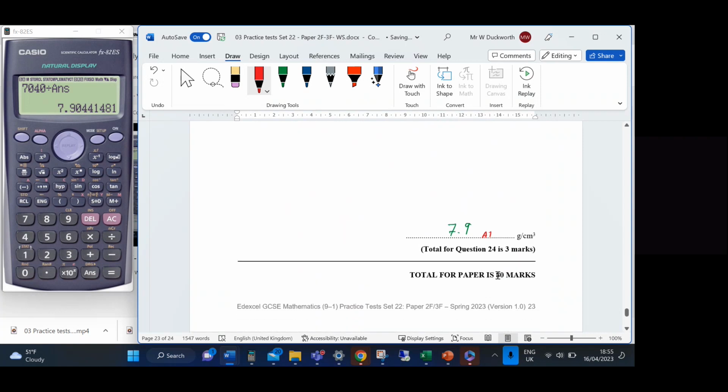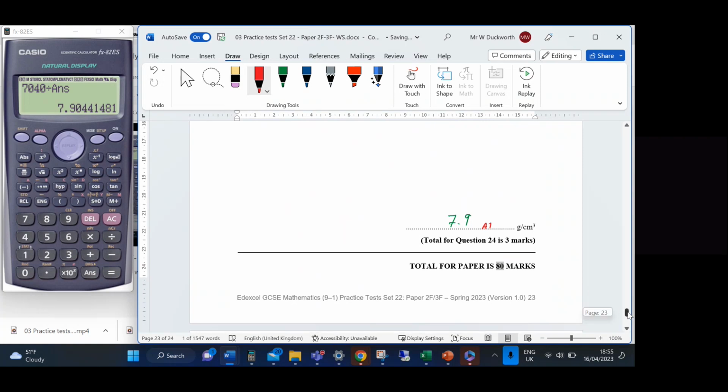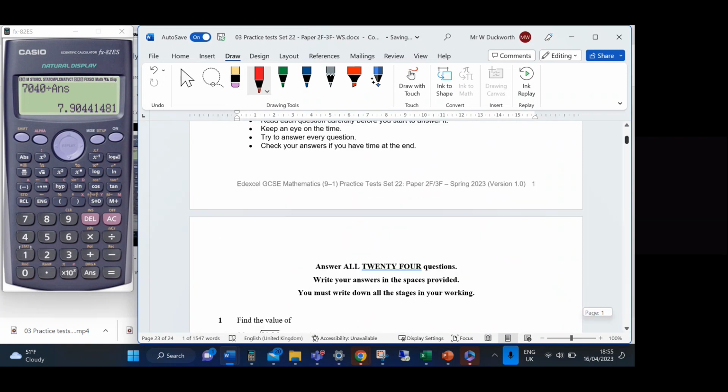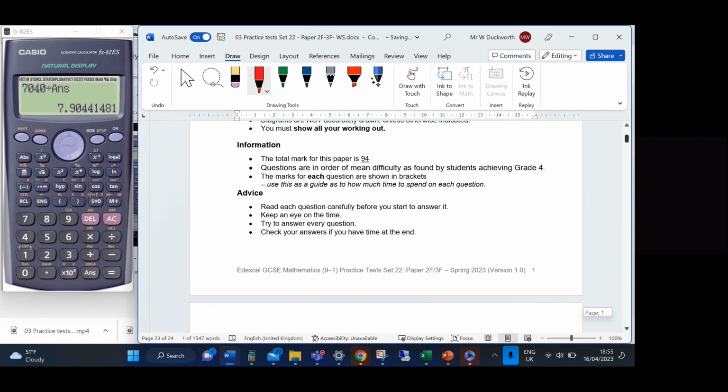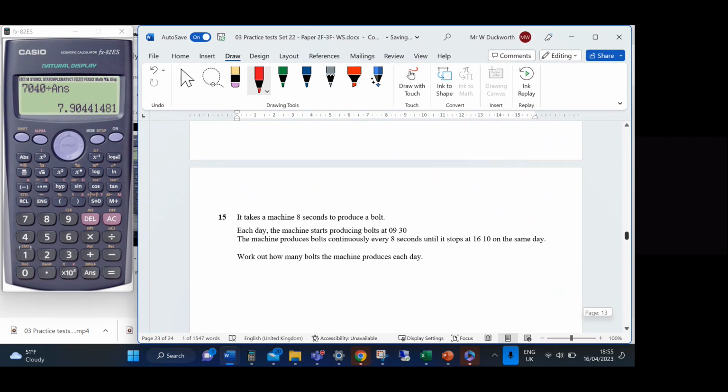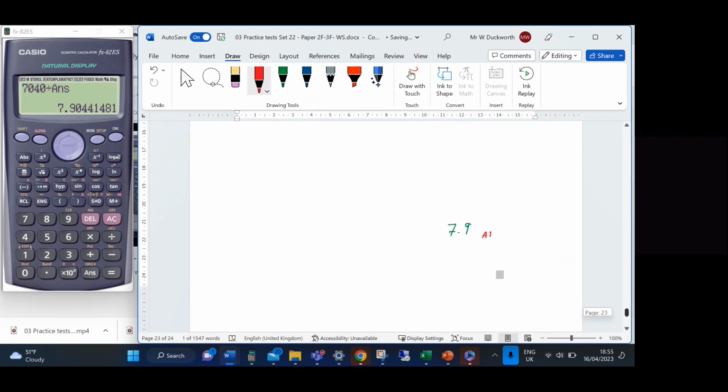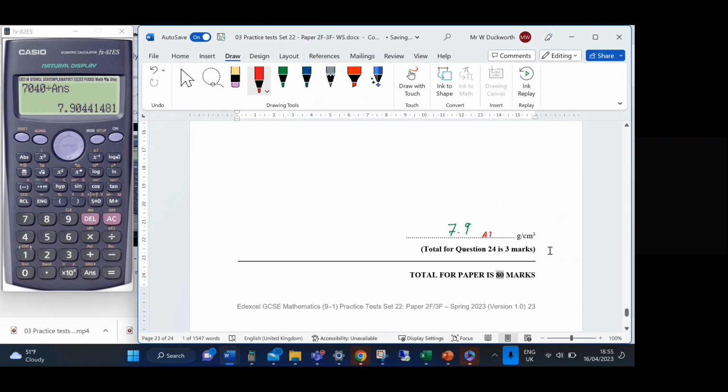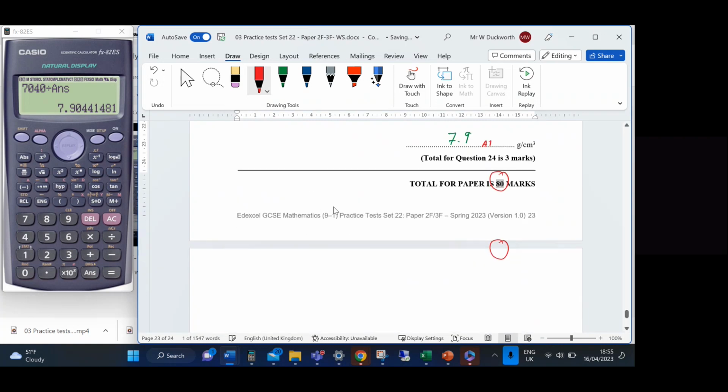Just something I quickly spotted. The start of the paper said that it was out of, was it 96? 94 it said, and then it says at the bottom of the paper that it's out of 80. No major drama, just interesting.